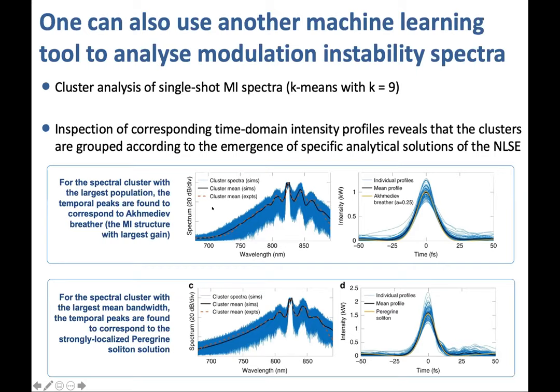On the other hand, if we consider the spectral cluster with the largest mean bandwidth identified by the k-means algorithm, we found that the temporal peaks in that case corresponded to the strongly localized Peregrine soliton solution of the nonlinear Schrödinger equation. So it's kind of interesting that without any knowledge of the physics whatsoever, the unsupervised learning in this case is still able to identify very noisy spectra with a particular analytical solution of the nonlinear Schrödinger equation.